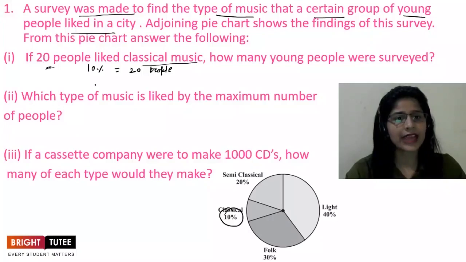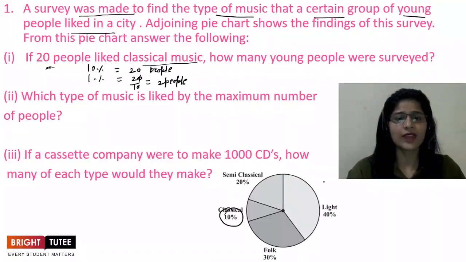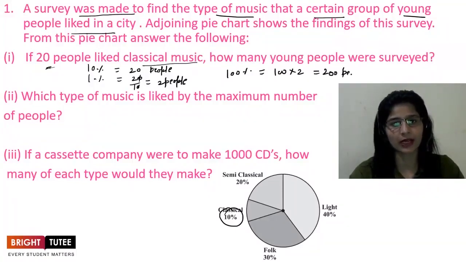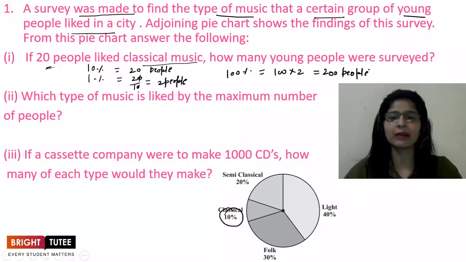So we know that 10% is 20 people, so 20 people are making 10% of it. So what will be 1%? 20 upon 10, that is 2 people. So we have to find out the total. Total is 100%. So 100% will be equal to 100 multiplied by 2 because 1% is 2. So 100% will be 200 people. So how many young people were surveyed? There are 200 people who were surveyed for music liking.